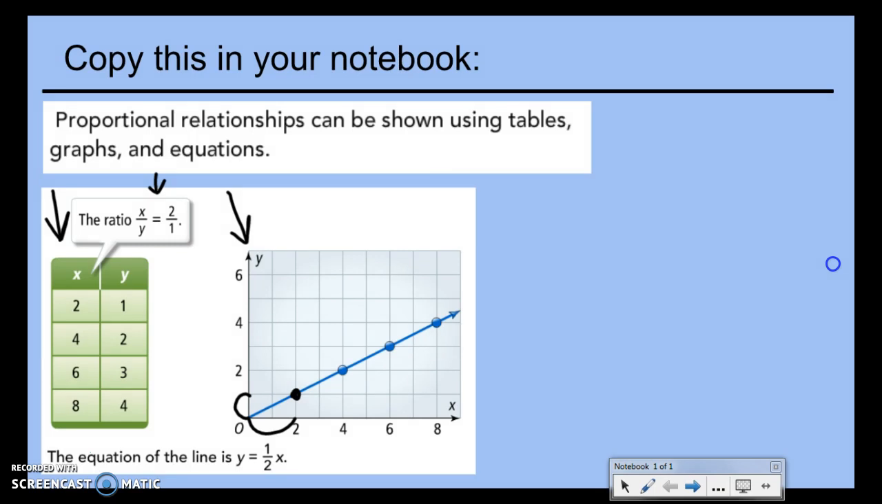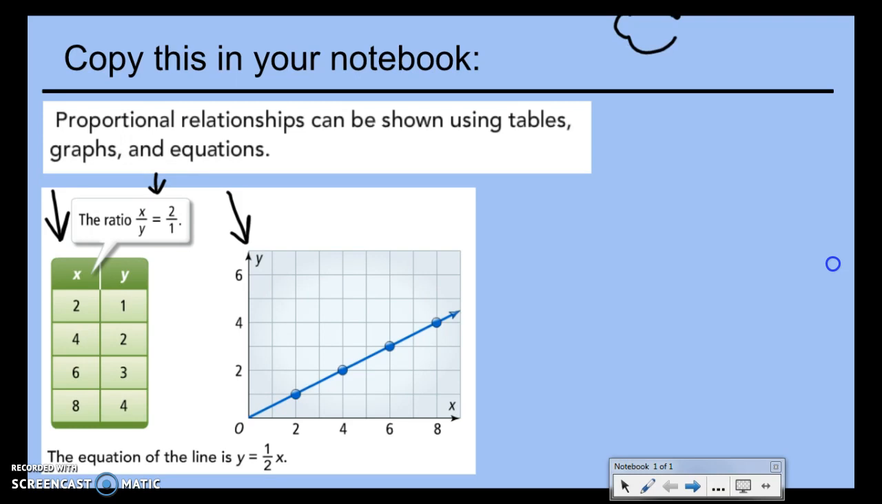Alright? You do the same thing again. For every 2 X's, 1 Y. Again, 2 X's, 1 Y. 2 more, 1 Y. Okay? They work the same every single time.